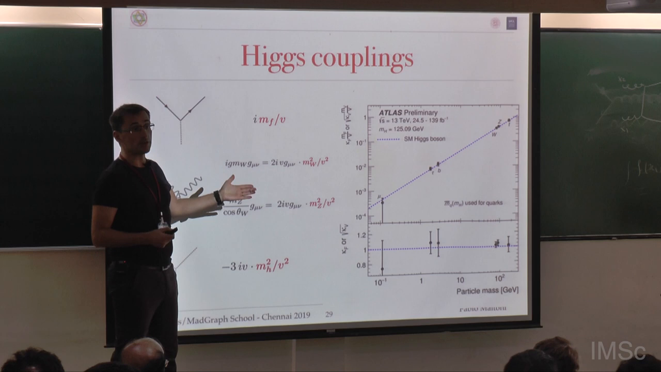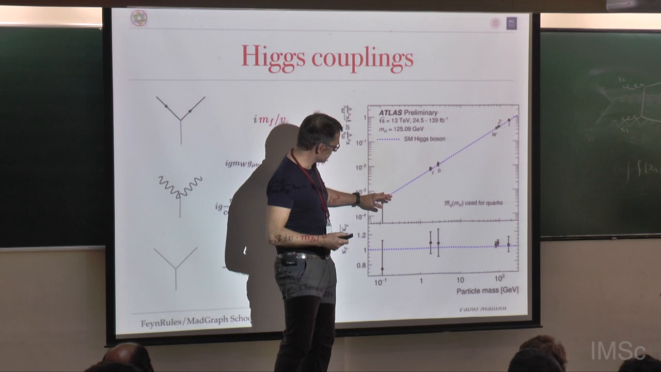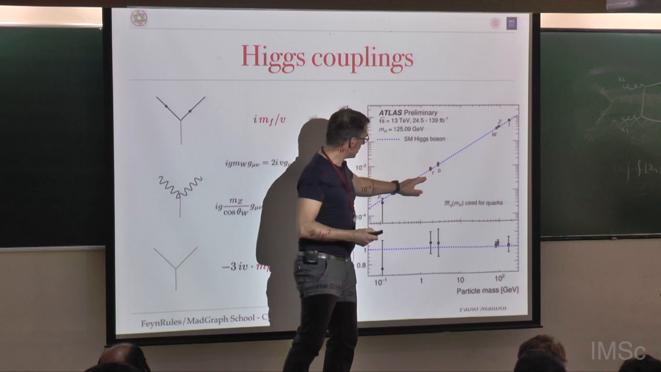The light fermions, right? The charm, the strange, the up and down, the electron. The muon is not there. This is actually an upper bound. It's not a measurement yet. So the tau is there. So we only have third generation and gauge bosons.